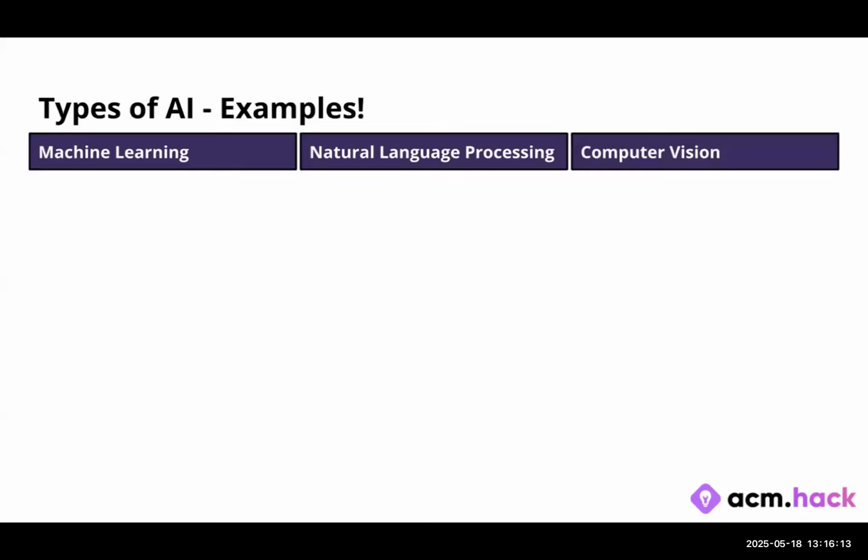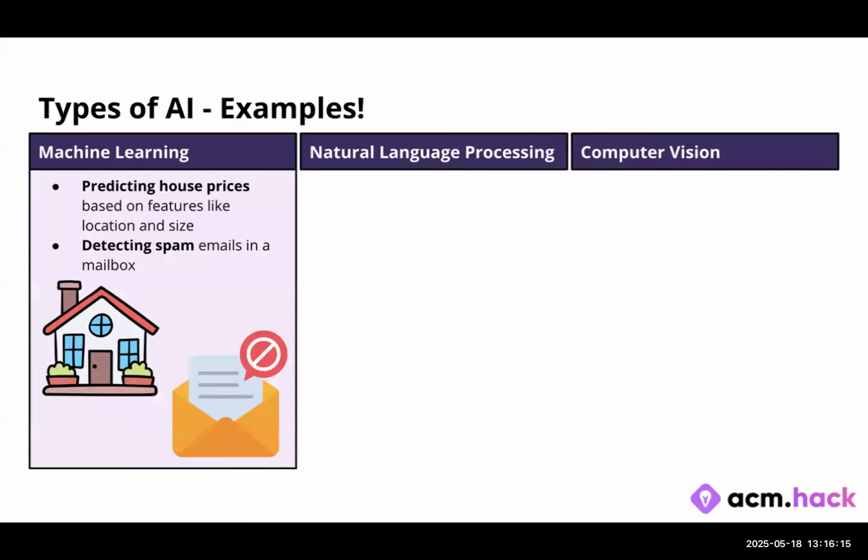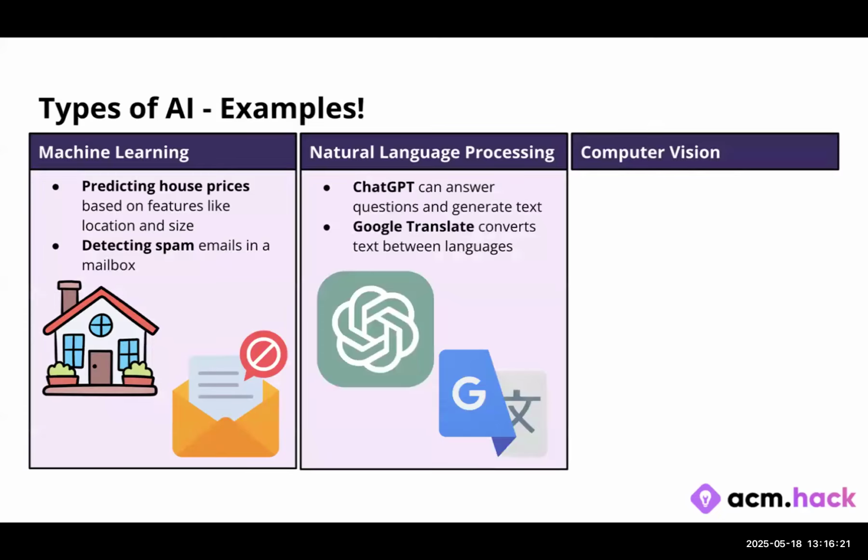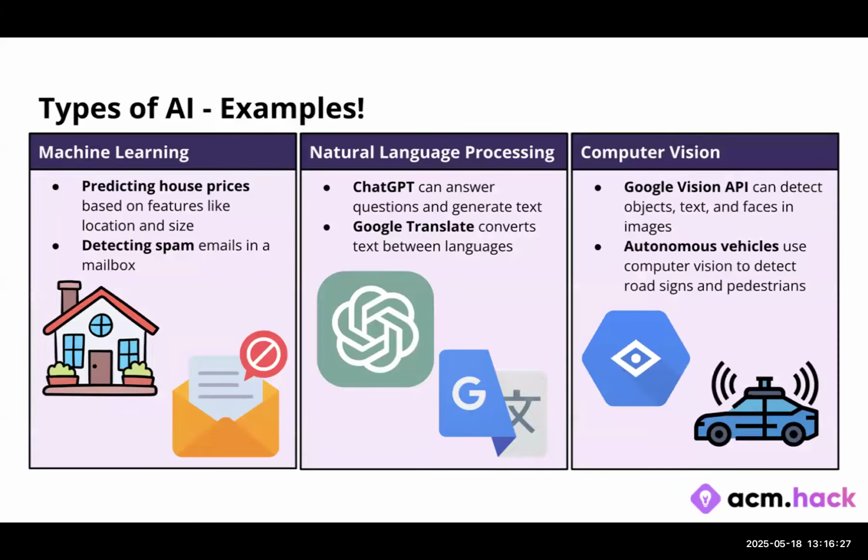Examples of these three different types of AI. For machine learning, you can maybe build an app that predicts house prices or detects spam in emails. For natural language processing, like we said, ChatGPT, also Google Translate is a great example. Computer vision, the Google Vision API, if you guys have ever heard that, is something that you give images and it can detect what's there. Also autonomous vehicles like Tesla or Waymo, if you guys have any experience with that, are a good example of computer vision.